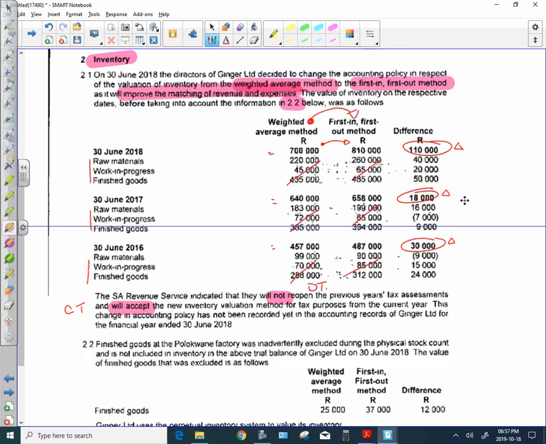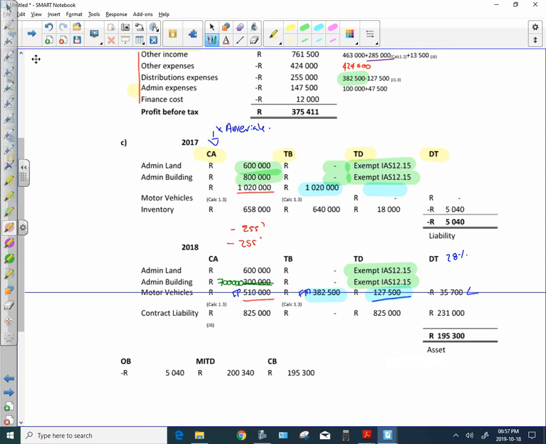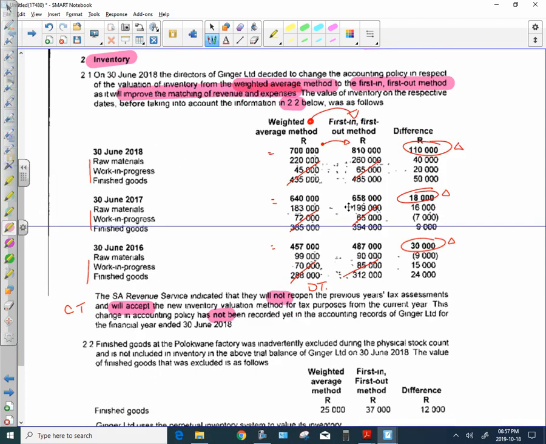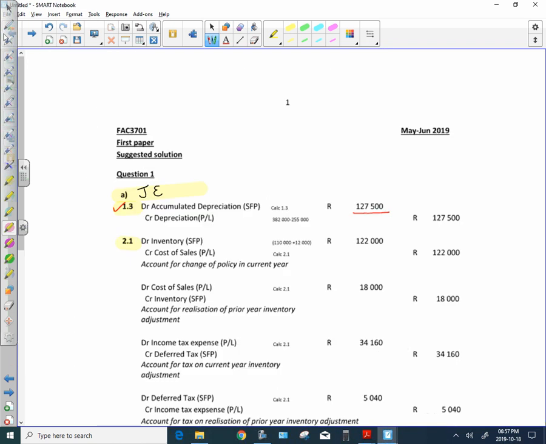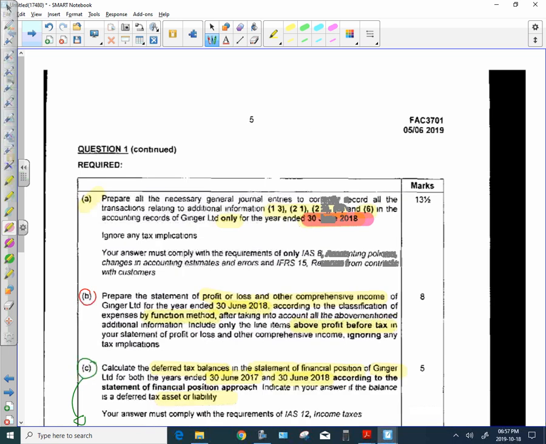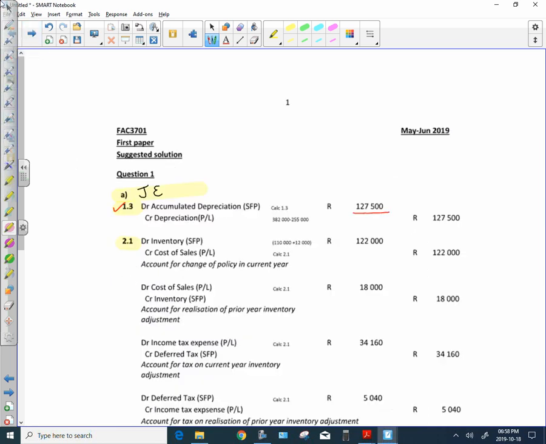The inventory valuation method for tax purposes for the current year, this change has not yet been recorded. And if I'm not mistaken, they asked you for journal entries as well. Yes, they did. For the year ended, and they've only asked us for the journal entries for year ended June 2018. So we're going to do the journal entries for 16, 17, and 18, but what they want to see as a solution is only 18. Okay. Right.